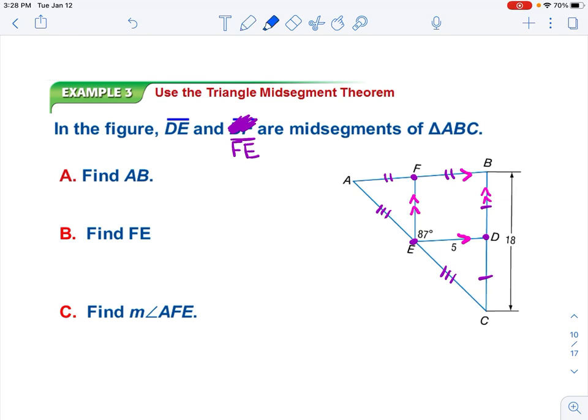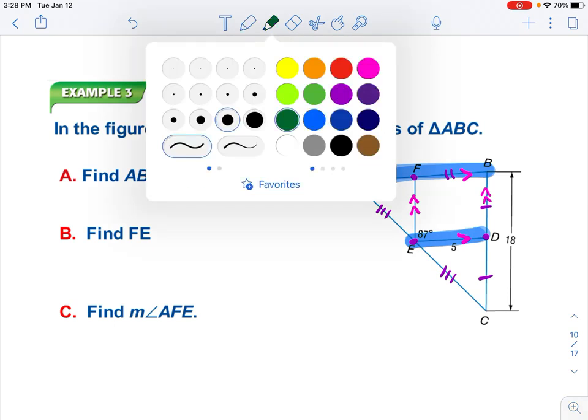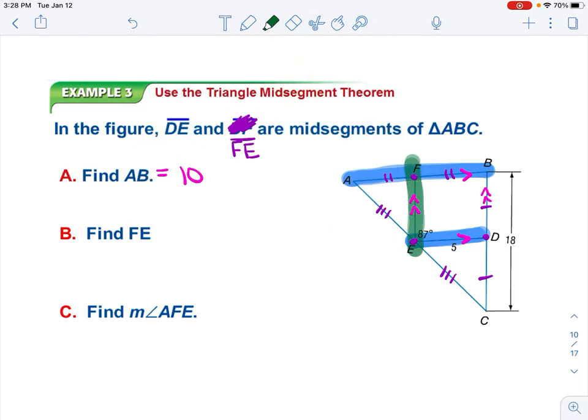So if we are finding the distance of AB, we know that has to be double the size of his parallel buddy. Now that's only with a mid-segment. If you're not given a mid-segment, you don't know this. But double 5 is 10. If we need to find FE, we know that is half the size of his parallel buddy. So 18 divided by 2 is 9 for FE.